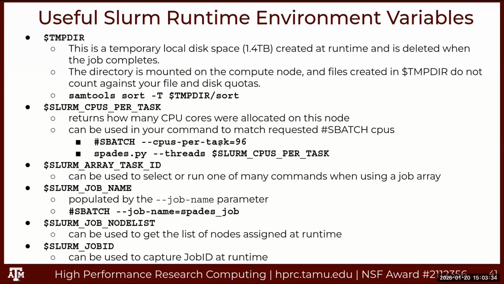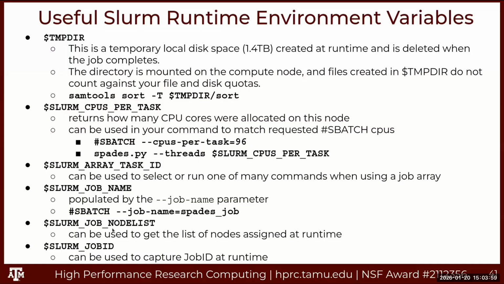We went over Slurm CPUs per task. You can add that in the commands like we showed earlier. If you're running a job array, you can capture the task ID with this variable, and you can read more about job arrays in our knowledge base. If you want to capture the job name, you can use this variable. Basically, it takes whatever you put in the SBATCH parameters of your job script.